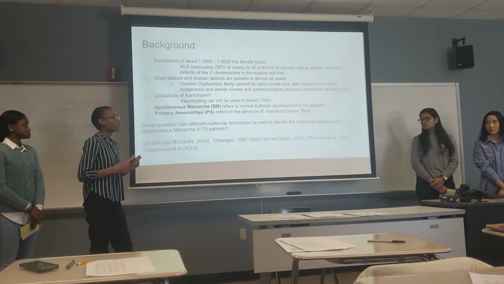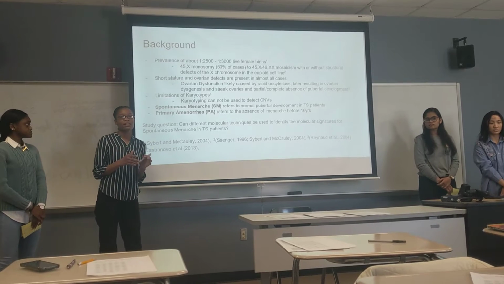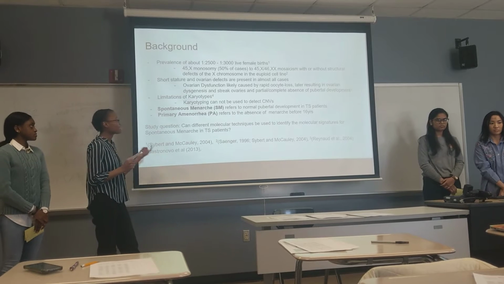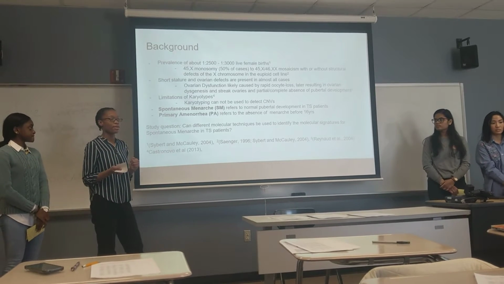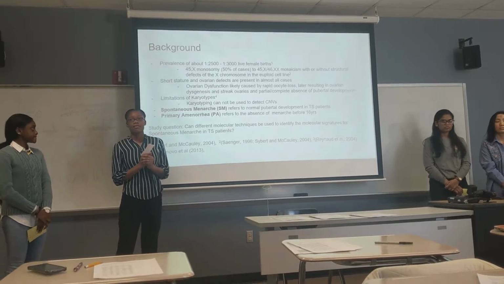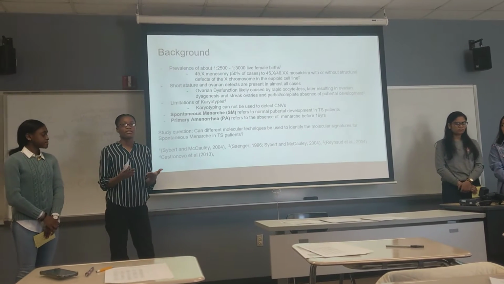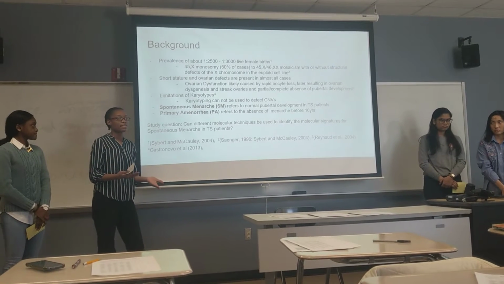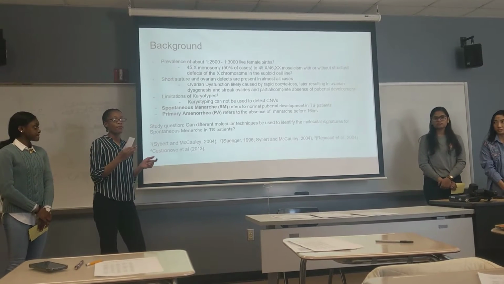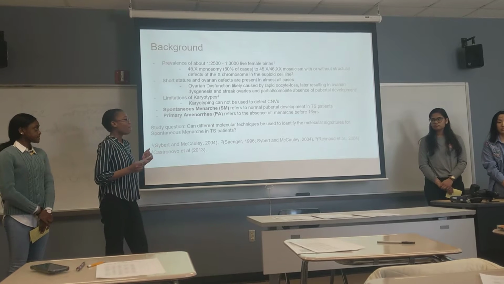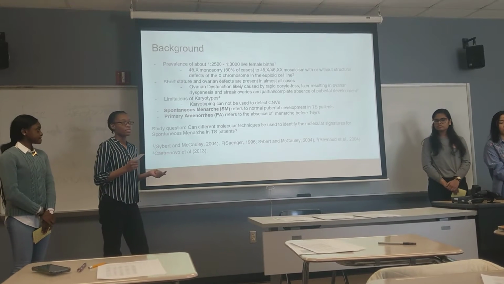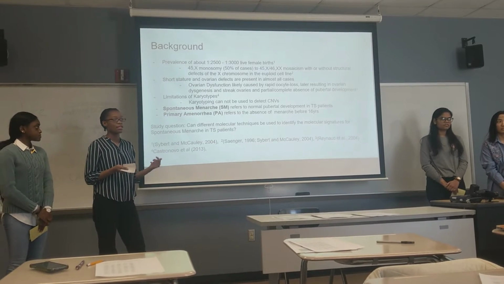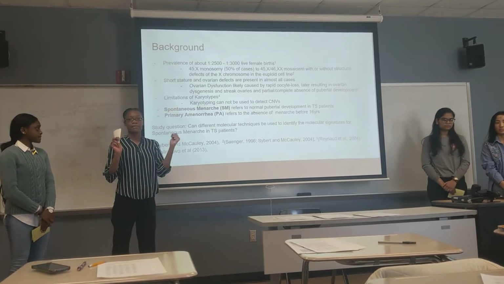Two main categories of Turner syndrome patients pointed out in this research paper are spontaneous menarche patients and primary amenorrhea patients. Spontaneous menarche refers to the first menstrual cycle that a female has, which is why it's called spontaneous, and this can occur anytime before the age of 16. Some Turner syndrome patients do have normal pubertal development and have spontaneous menarche, so they're categorized as spontaneous menarche patients.